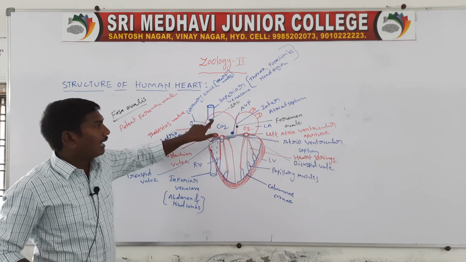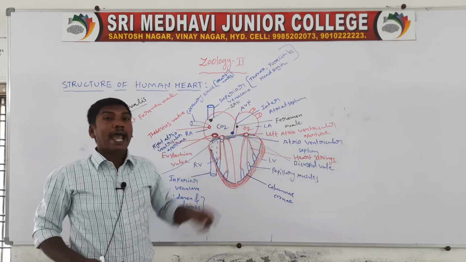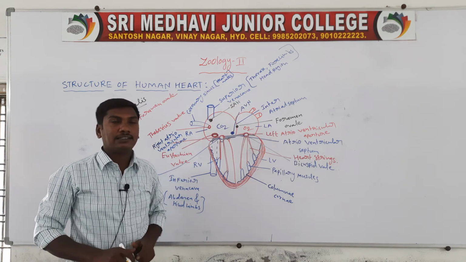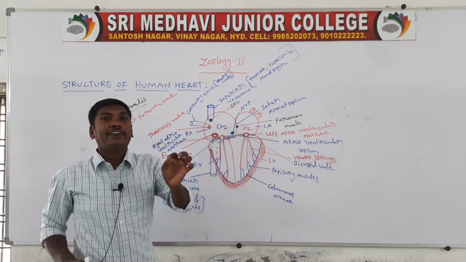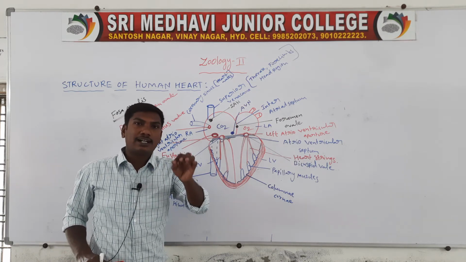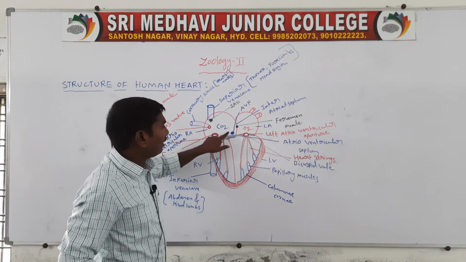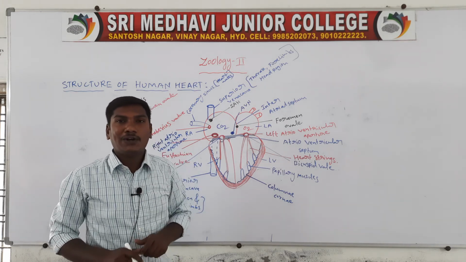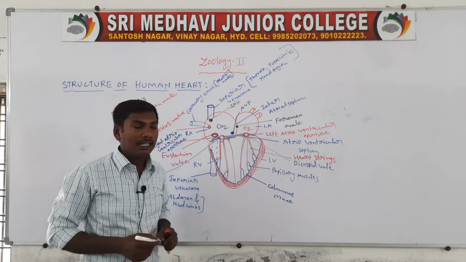Next, the SAN generates the action potentials. So SAN is also called the pacemaker. Next one, AVN. The AVN is also called the relay point.